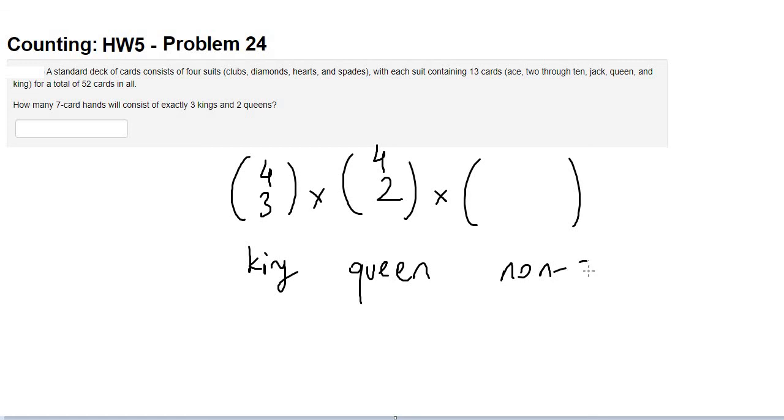These none cards, we have to make sure there are no kings and queens inside as well. So 52 minus 8, which is 44. So 44 choose 2, since 3 plus 2 is 5, plus 2 is 7, a 7-card hand. So this is the answer.